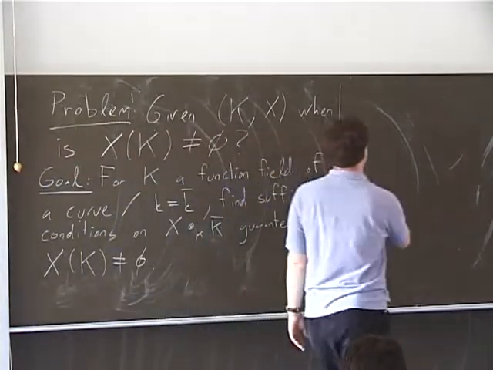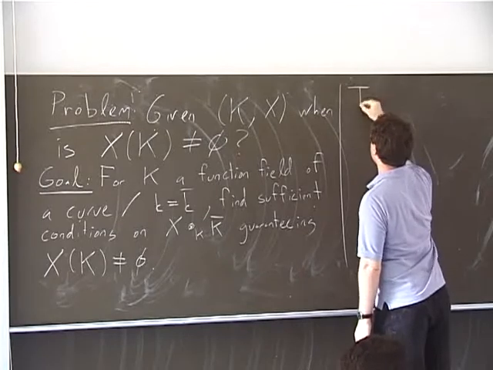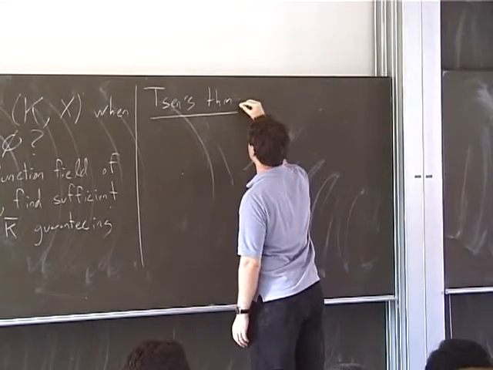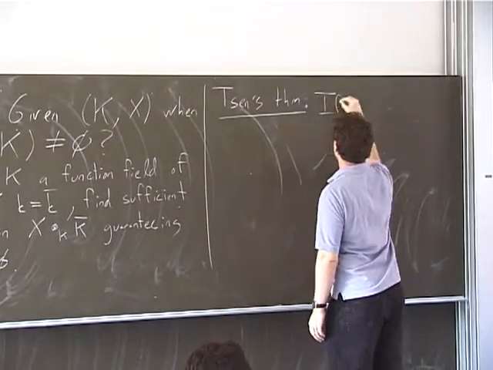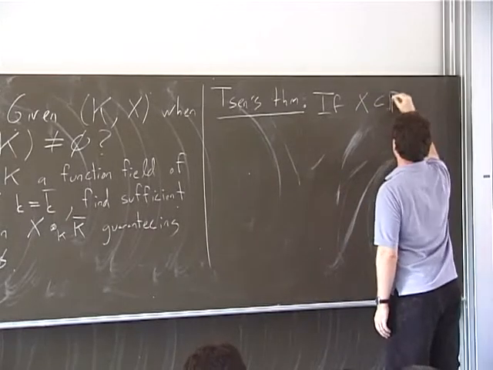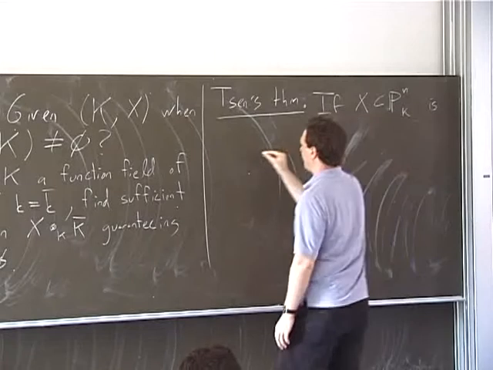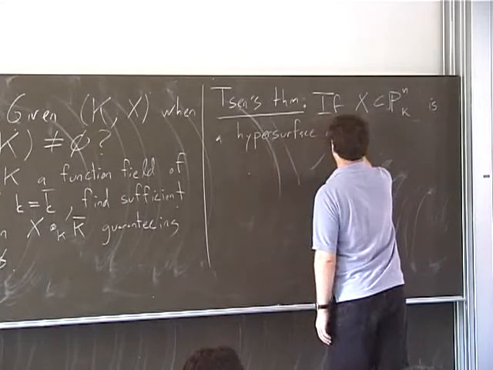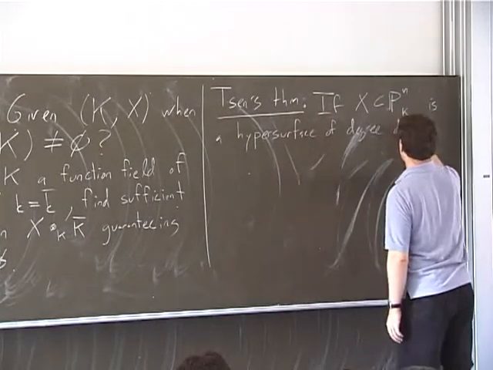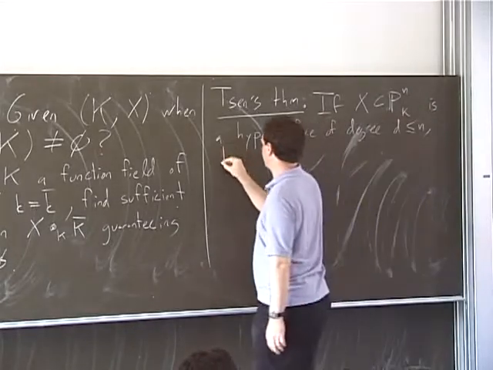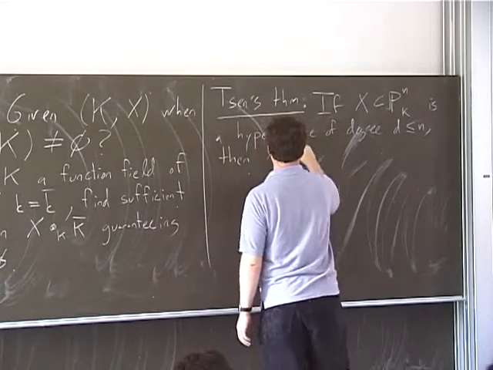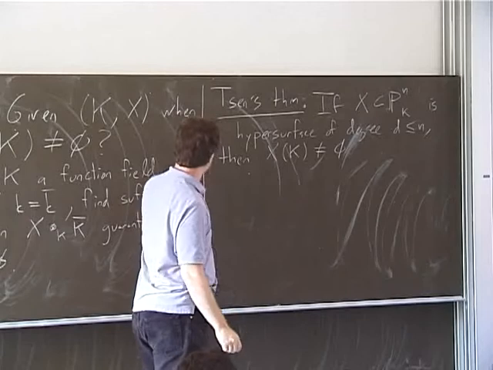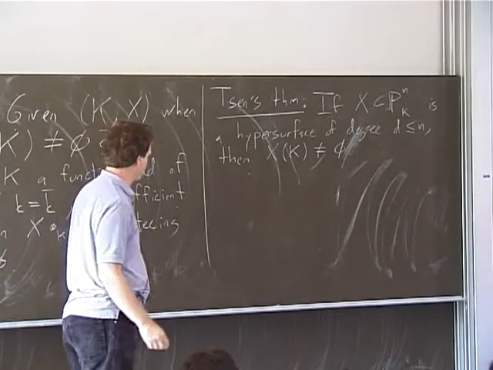And then what we saw yesterday, Tsen's theorem, gives one answer. And I'll mention a couple of other answers. So Tsen's theorem is one answer: if X in P^n over K is a hypersurface of degree d less than or equal to n, then X has a K-rational point. So that's one answer. But actually, Brendan showed you another answer last week.